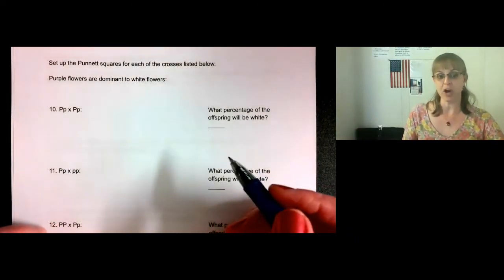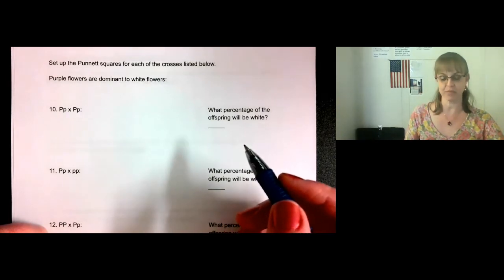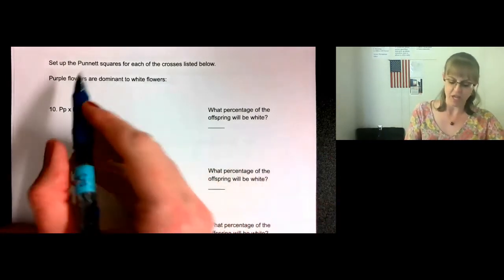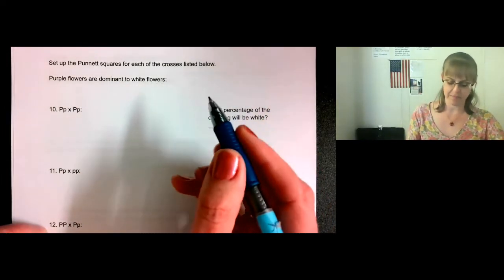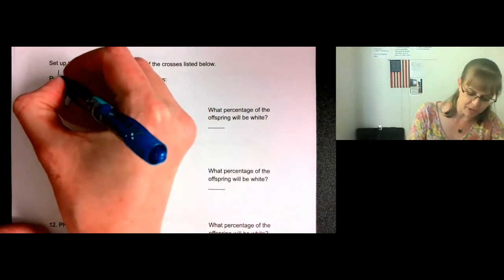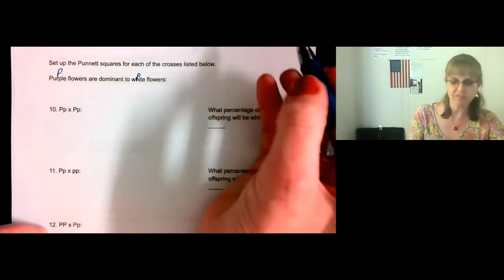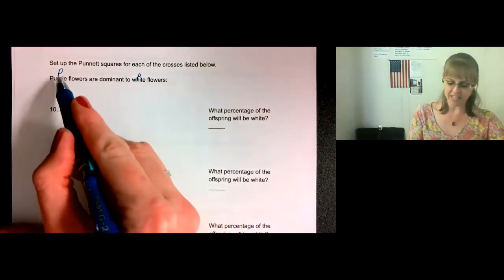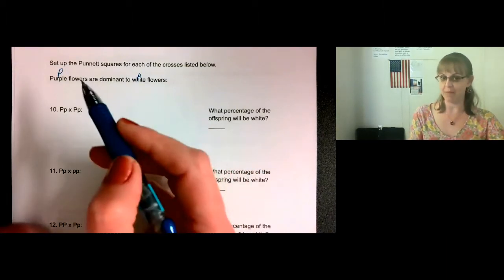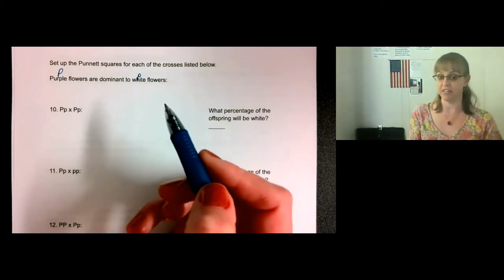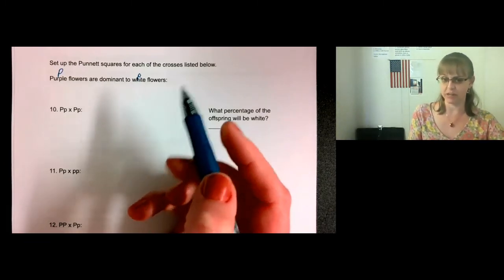Now we're going to set up our own Punnett squares and predict what percentage of the offspring will be each color. Purple flowers are dominant to white flowers in pea plants. So we're going to choose a capital P for purple and a lowercase p for white. Because the capital and lowercase look so similar, I'm going to have to exaggerate the capital and the lowercase to be sure I can tell the difference when I write them. Otherwise, I'm going to get all confused because I didn't write them clearly enough.